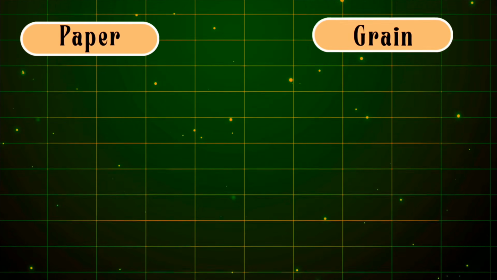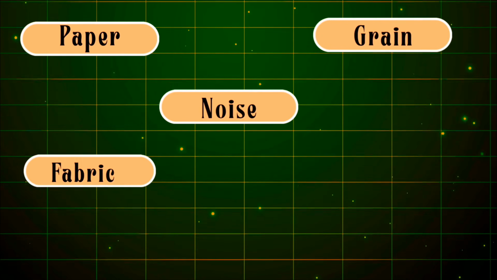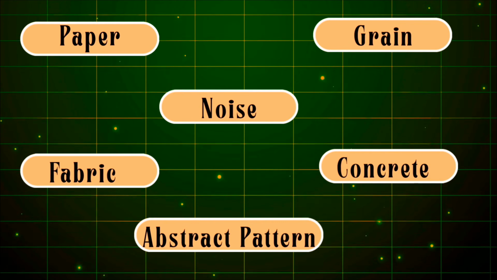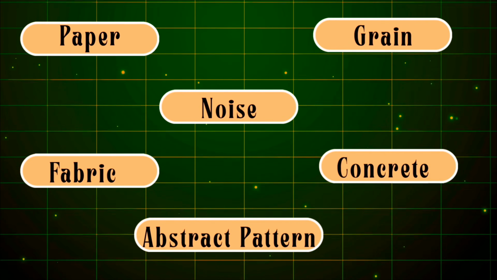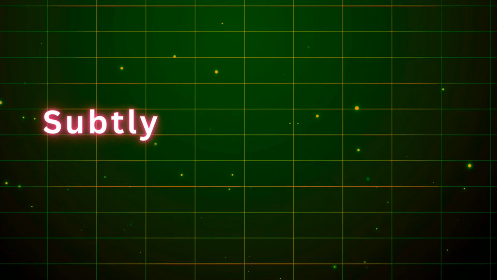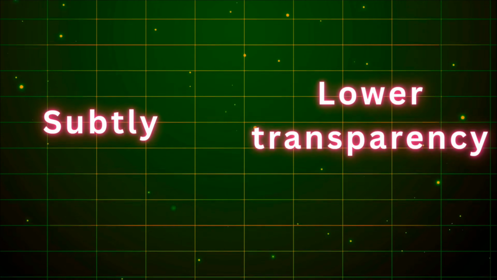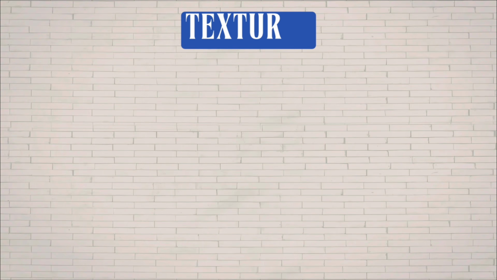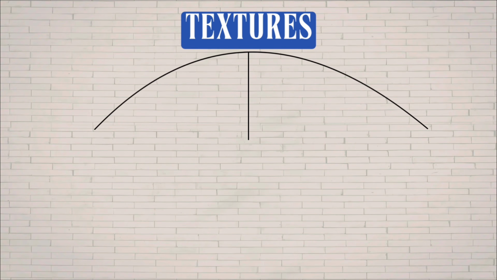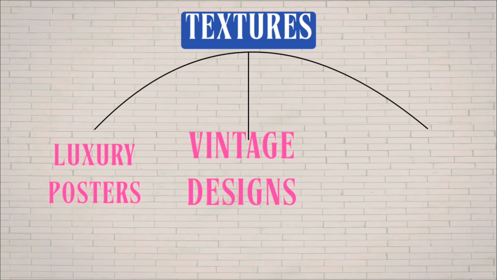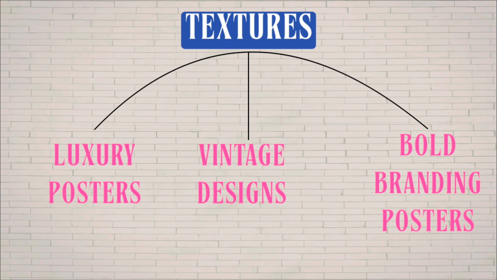For this, search for textures such as paper, grain, noise, fabric, concrete, or abstract patterns. Make sure to use textures subtly and lower the transparency so they don't overpower the design. Textures are best used in luxury posters, vintage designs, or bold branding posters. A small amount of texture can make your poster feel premium and professional.